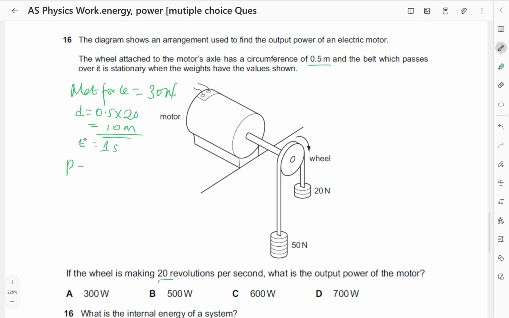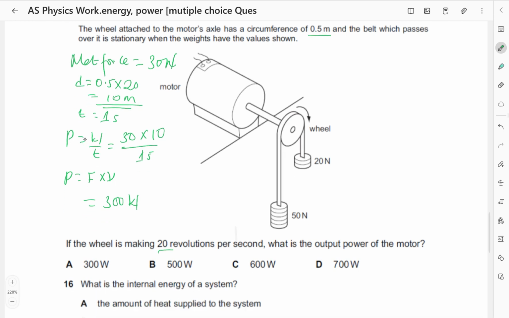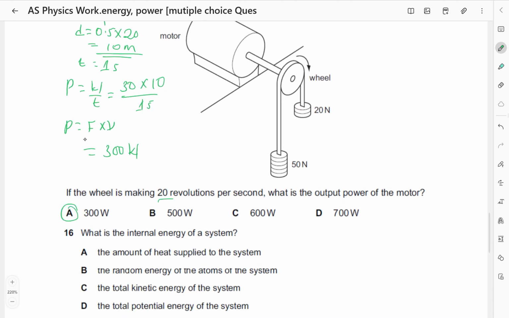So power is equal to work done over time taken. Work done will be the force, which is 30, times the distance, which is 10, over time, which is 1 second. Or I'll just say power is force times velocity. Remember, the number of revolutions per second times the distance will give us velocity. So this gives us the same thing, and this is 300 watts. So our answer is A.